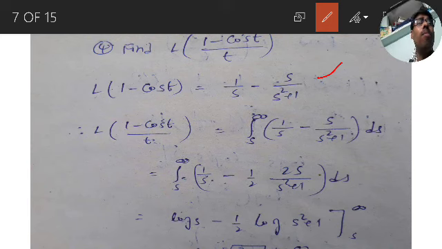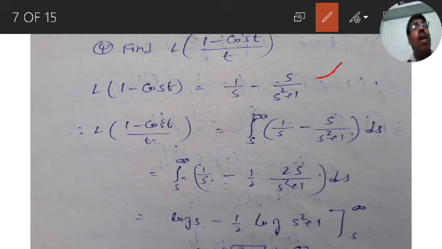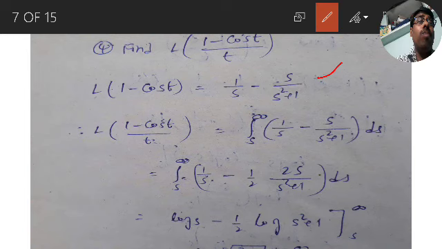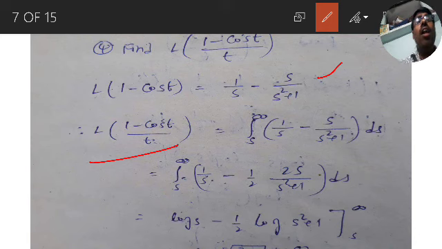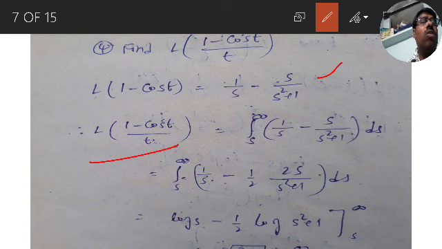So you have to remember the formula. What is the formula you have to remember here? L of k is k by s. L of cos at is s by (s square plus a square). Therefore, L of 1 is 1 by s, and L of cos at is s by (s square plus a square). Now by the division by t method, L of (1 minus cos t) by t is the integration of f bar of s: integration from s to infinity of [1 by s minus s by (s square plus 1)] ds.